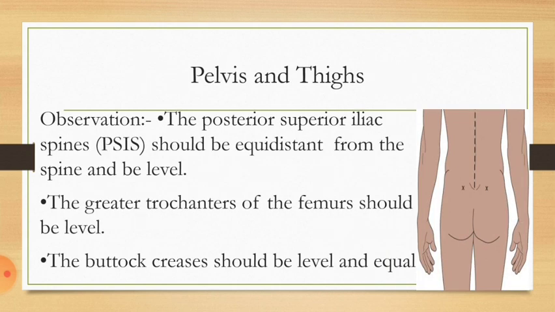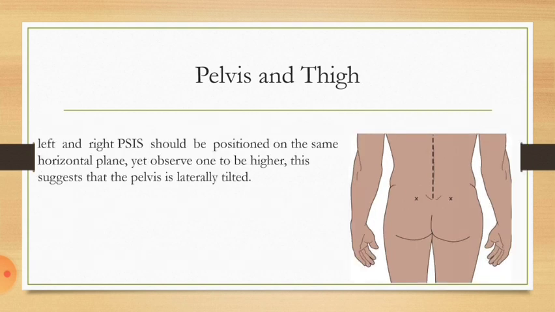Pelvis and thighs. The line of gravity passes through the gluteal cleft of the buttocks and should be equidistant from the posterior superior iliac spines. Observe, the posterior superior iliac spines should be equidistant from the spine and be level. The greater trochanter of the femur should be level. Buttock creases should be level and equal. Left and right posterior superior iliac spines should be positioned on the same horizontal line. Observe if one is higher. This suggests that the pelvis is laterally tilted.